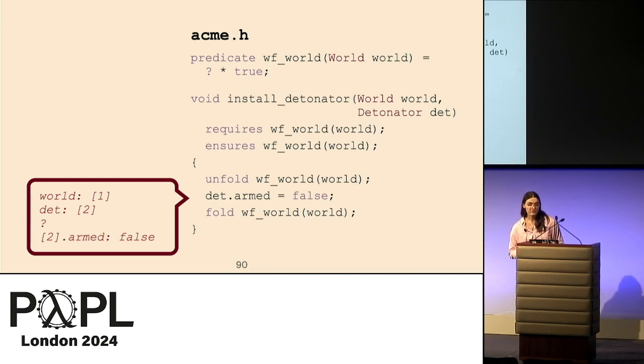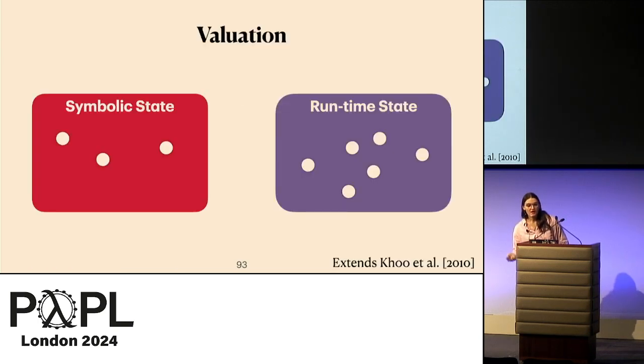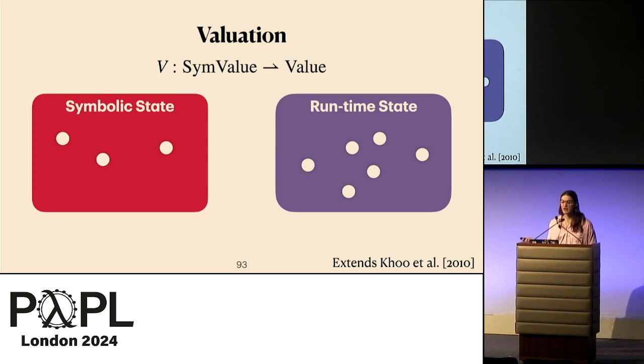But now in order to ensure soundness, we need to add a runtime check that validates the assumption that we made. But you might notice here, there's a symbolic value in the runtime check. What does that mean at runtime? How do we even check that at runtime? Well, in our formalism, we relate a verifier state with a runtime state with a valuation function, which is a partial function that maps symbolic values to the values at runtime.